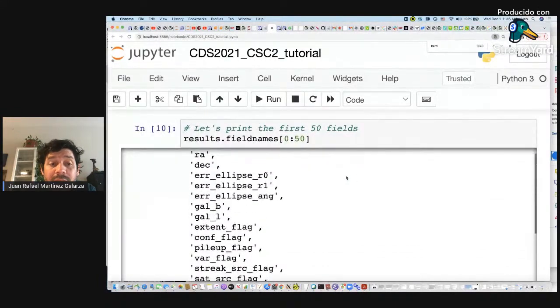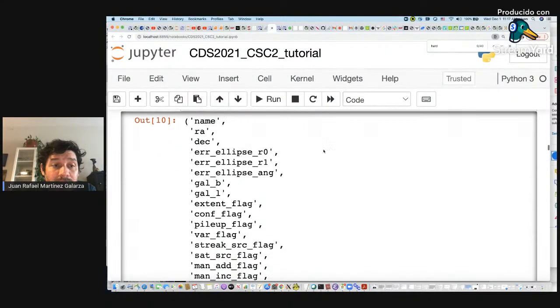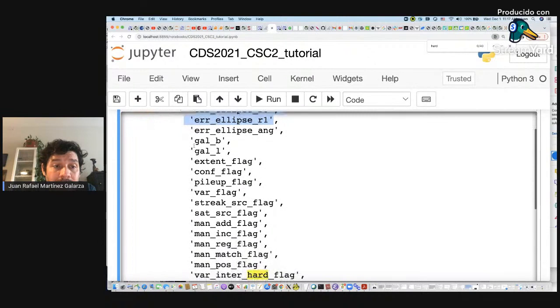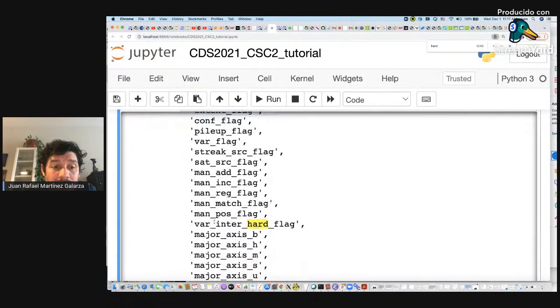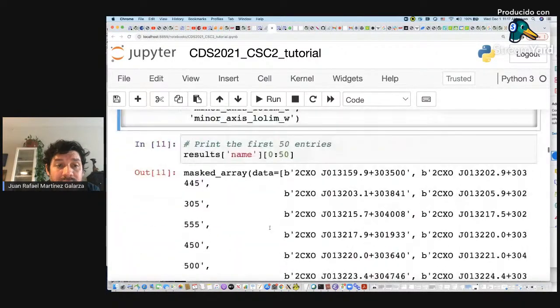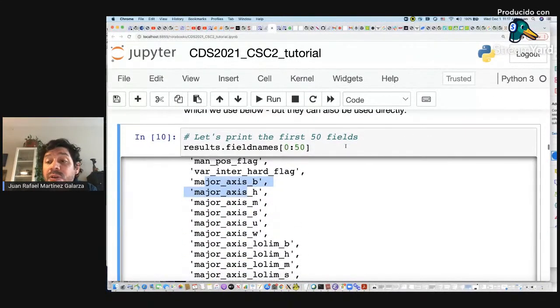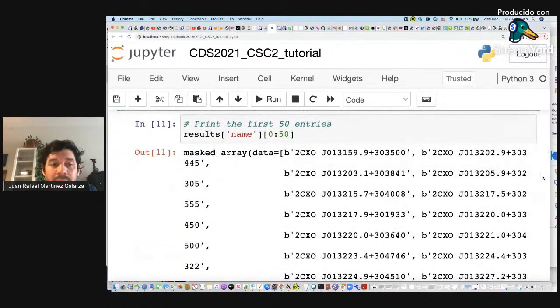Here I'm just printing some of the properties that you have in that table. So that's name, location, the positional errors of the source. How well do we know the position of the source in the sky, the galactic coordinates. This is a flag that indicates whether your source is variable spectrally. These are properties of whether the source is extended or not extended, et cetera, et cetera. So you will have a bunch, and this is only 50 of the properties. It's a very long table, but you can always select which field you want of your table.